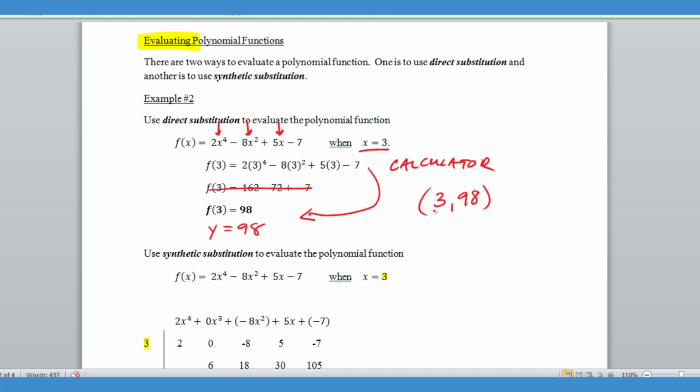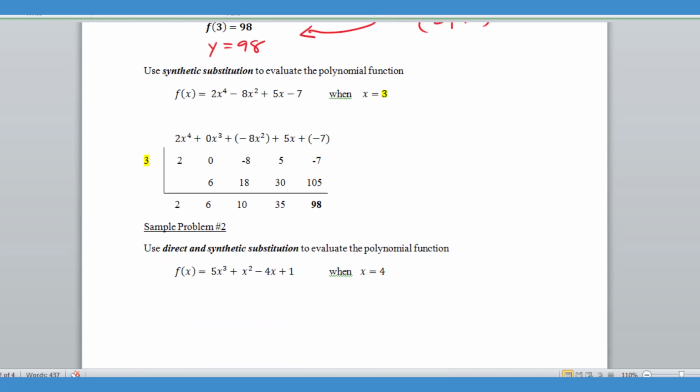Now, we also have another method of substitution. It's called synthetic substitution. And while this may not be so important right now, this will be a very, very important process to you in the upcoming lessons. And so this is an appropriate place to demonstrate it. So let's take a look at synthetic substitution.